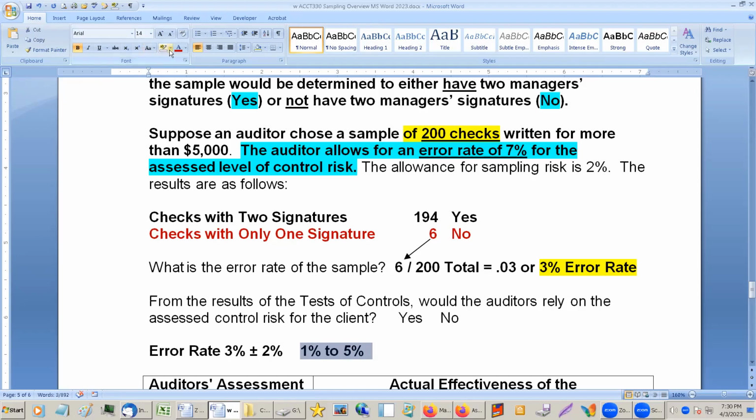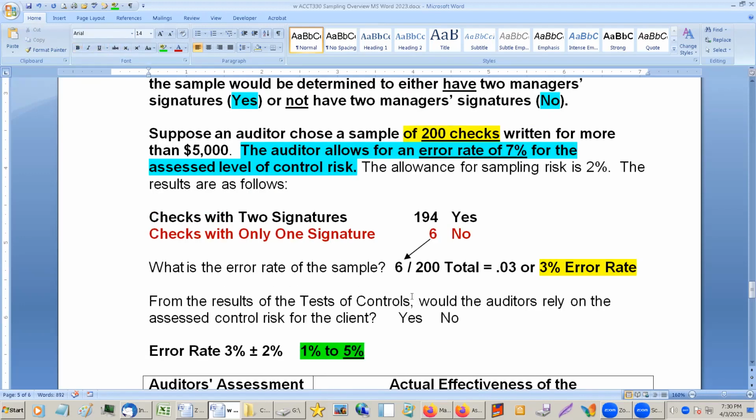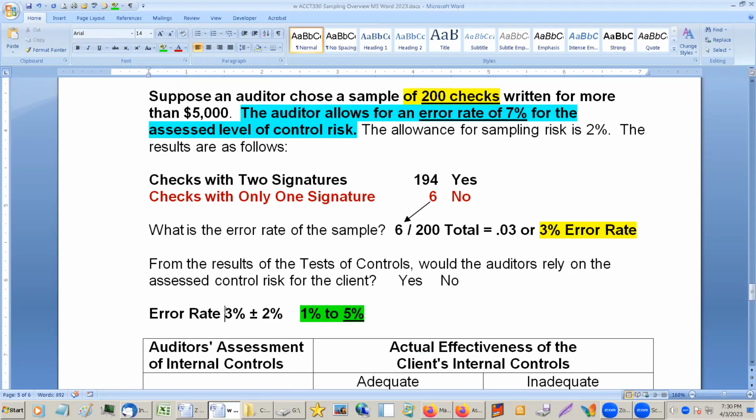So this would be what we would use. The error rate upper limit would be 5%, the lower limit would be 1%, but we're more worried about this 5%. If we look at this and say the error rate is 3, but plus or minus 2, in this case we look at the pluses more than the minuses. This is the one we're worried about. So the upper limit on that is 5%.